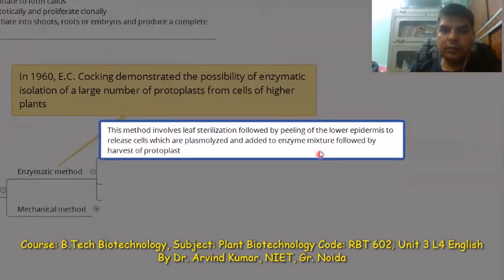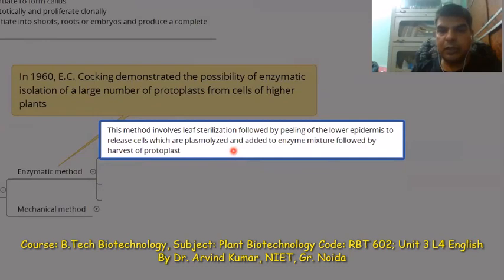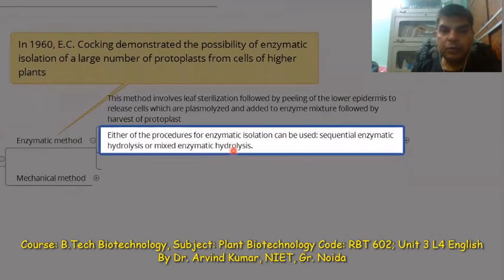So in this method, we actually use certain enzymes, and these enzymes help in dissolving the cell wall and leaving the protoplast intact. In this particular method, we use two ways to apply the enzymes which degrade the cell wall. The first one is sequential hydrolysis, and the second is mixed enzymatic hydrolysis.